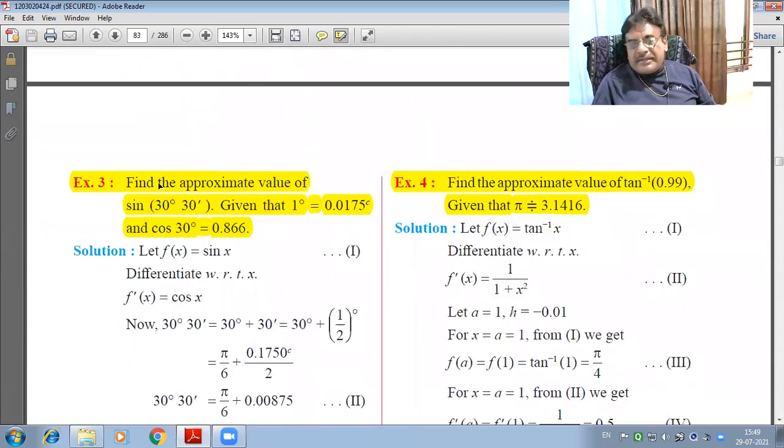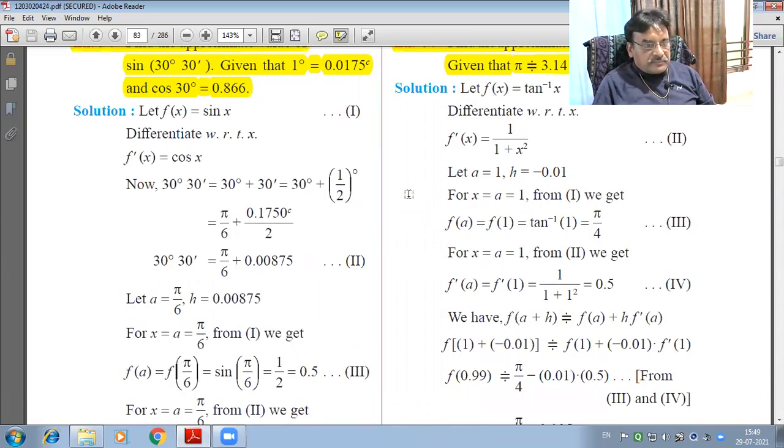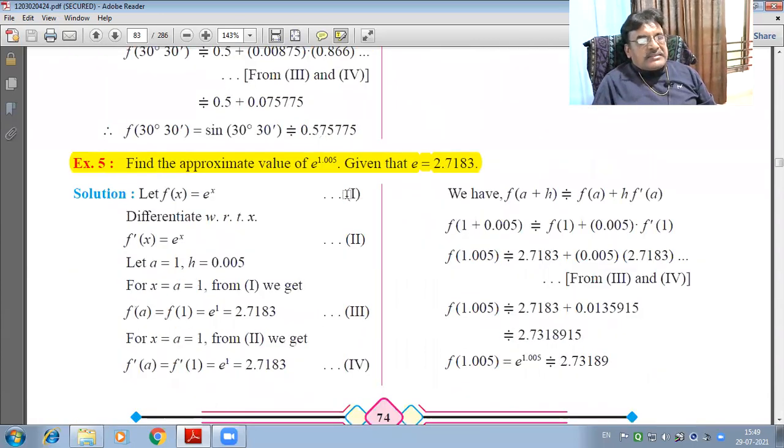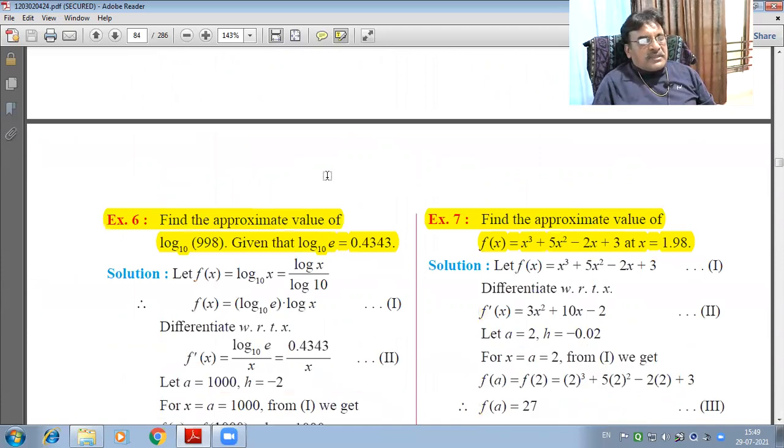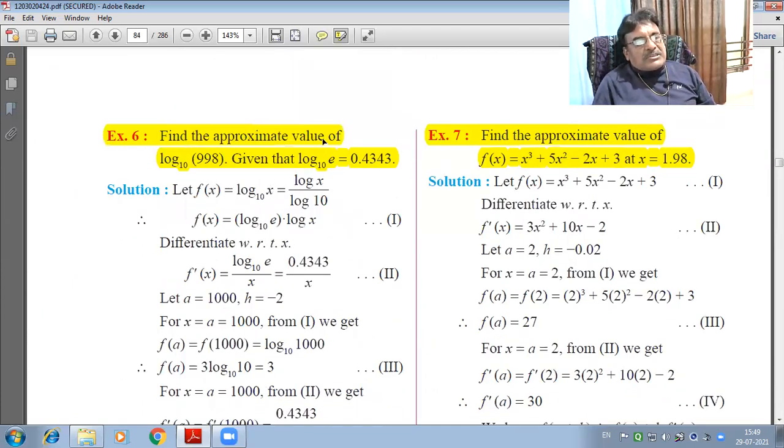Next, example 3 is deleted. Example 4 is also deleted. Example 5, that is find the approximate value of e to the power 1.005, given that e is equal to 2.7183, is also deleted. Example 6, find the approximate value of log 998 base 10, given that log e base 10 is equal to 0.4343. That is, example 6 is deleted.